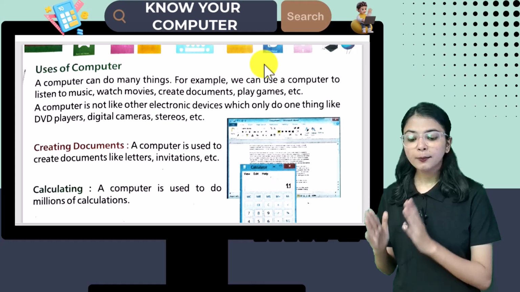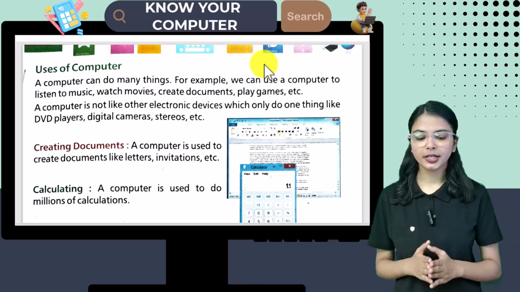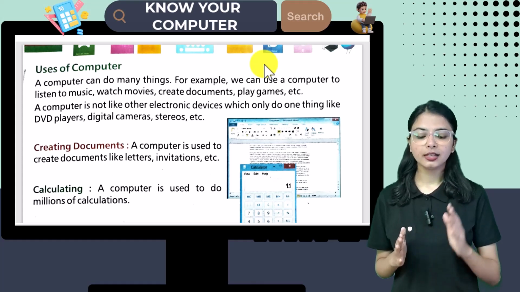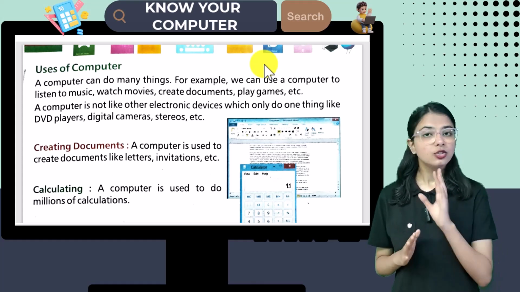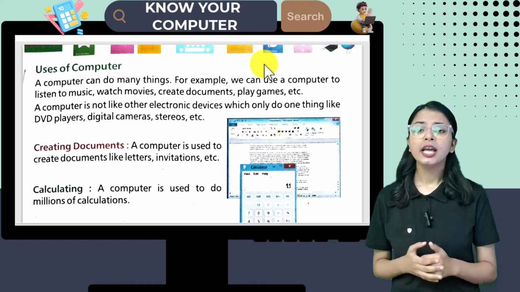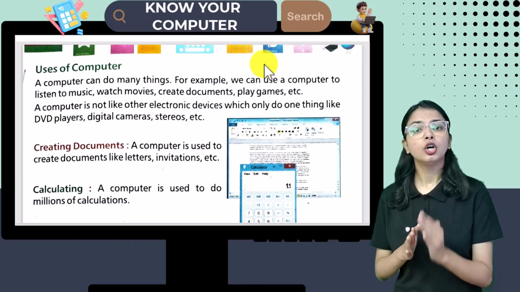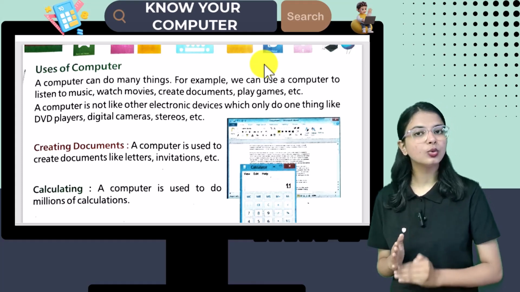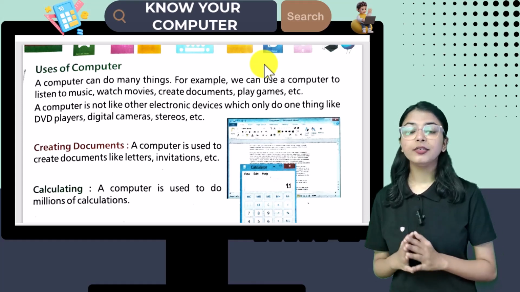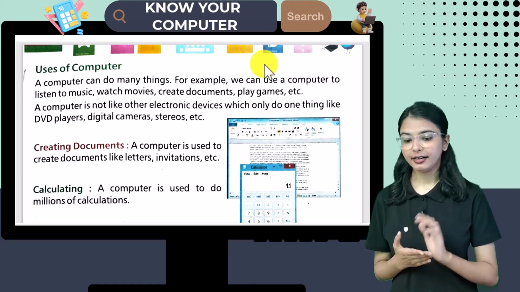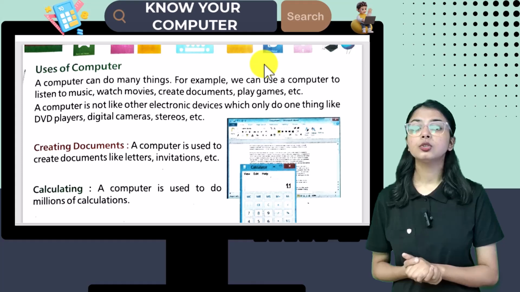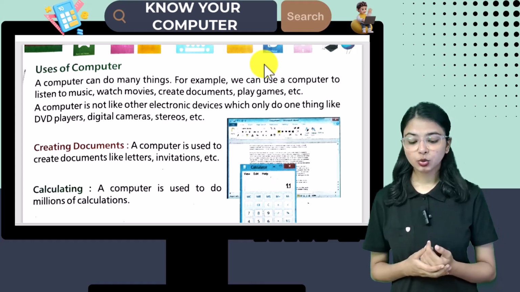Okay students, a computer is not like other electronic devices which only do one thing, like DVD players, digital cameras, stereos, etc. Okay, so a computer is not like those electronic devices. Why? Because other electronic devices do specific work. Okay, they do one work at a time. Such as DVD players will only play the DVD at a time. Digital cameras were made to click pictures, okay, and add graphics to the pictures.